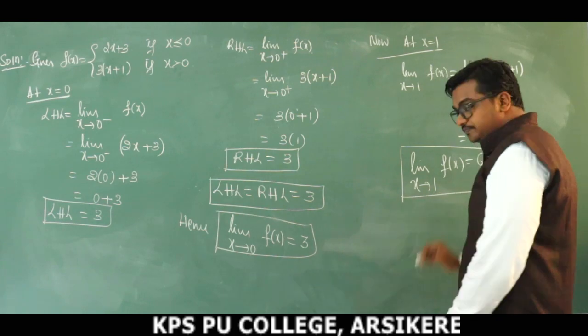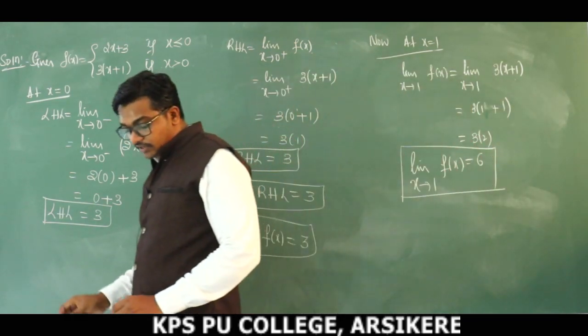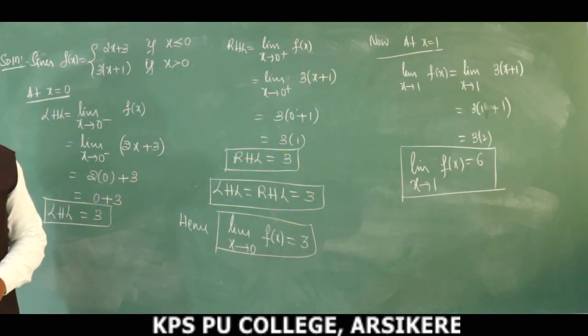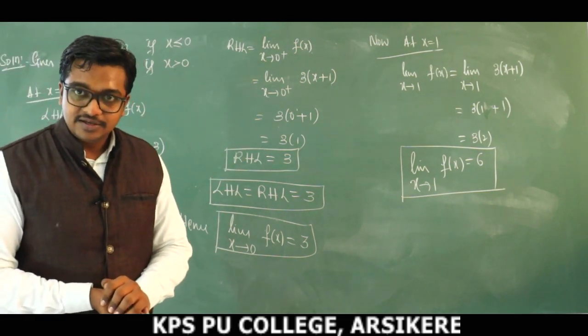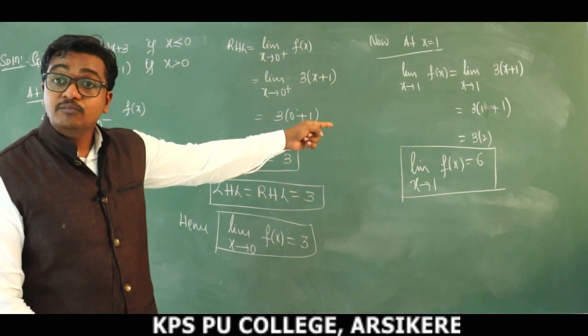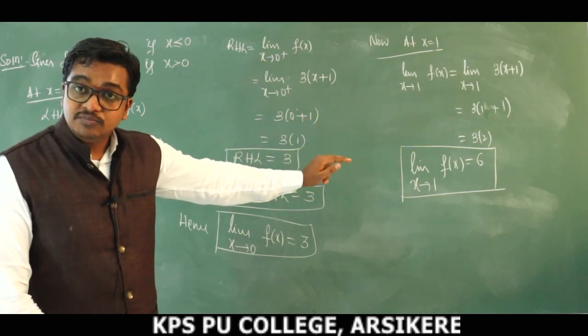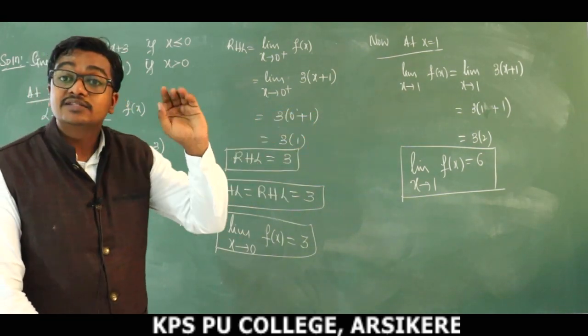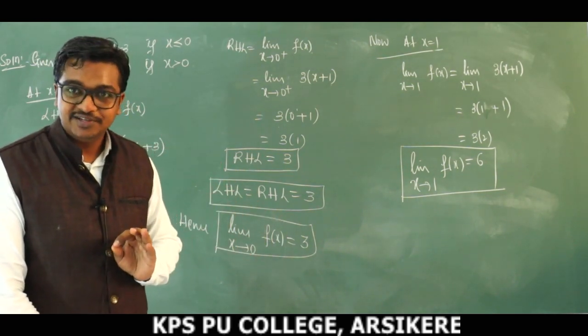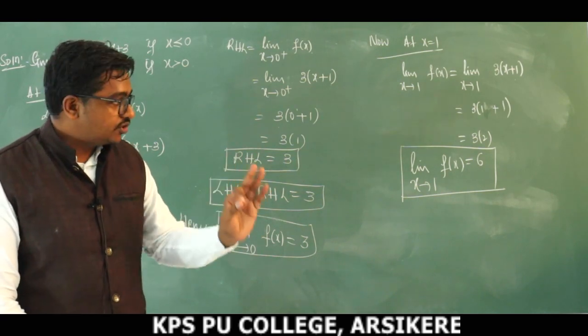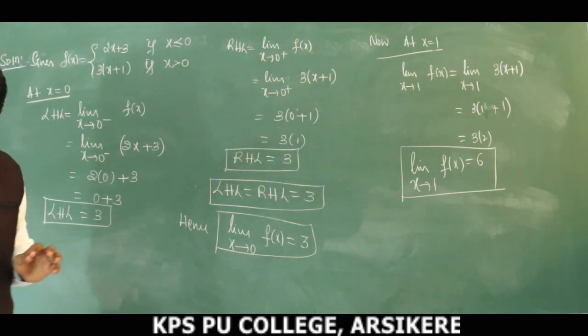This is our limit. Understood, children? For this function both limits exist at x is equal to 0 as well as x is equal to 1. So there is no necessity of finding both LHL and RHL because here the function remains the same. There is no change in the nature of the function. Understood, children? Take a pause and note down all the things I have written here.